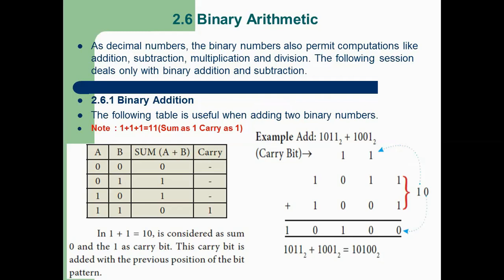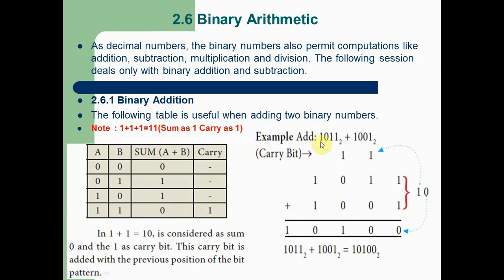Here you can see the rules when you add two binary digits: 0 plus 0 is equal to 0, 0 plus 1 is equal to 1, 1 plus 0 is equal to 1, and 1 plus 1 gives 1 0. Here 0 is considered the sum bit and 1 is considered the carry bit. It means we should carry this digit to the next bit.